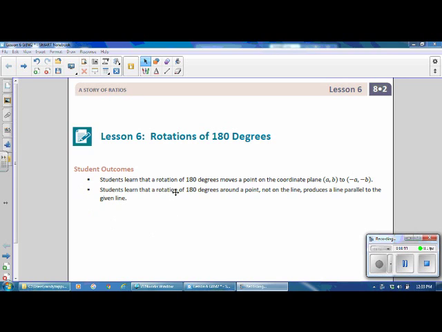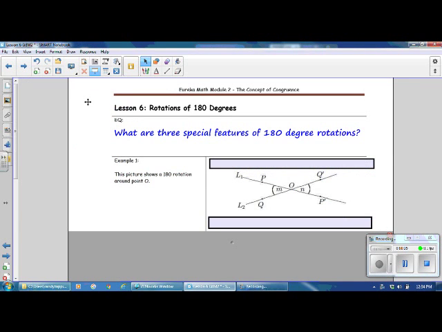Students learn that a rotation of 180 degrees moves a point on the coordinate plane from point (a, b) to the opposite of a, the opposite of b. Students learn that a rotation of 180 degrees around a point not on the line produces a line parallel to the given line. The essential question for Lesson 6: what are three special features of 180-degree rotations?